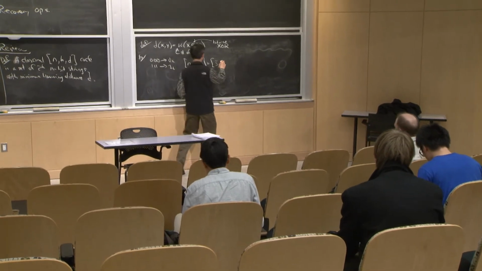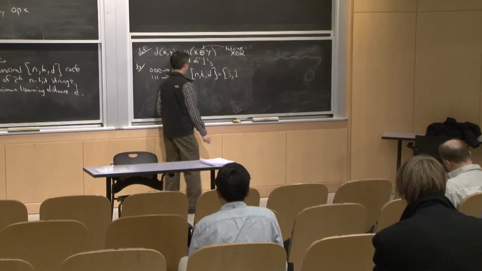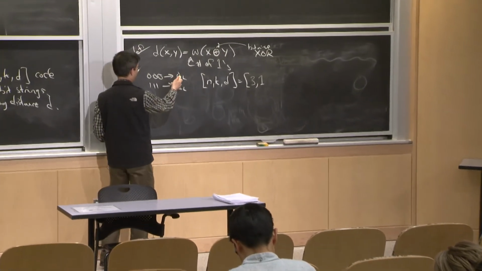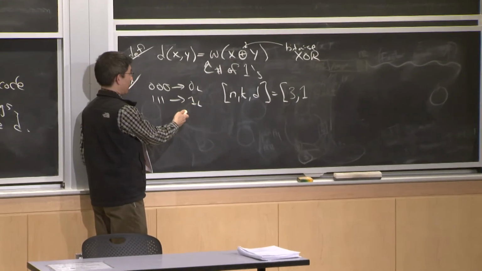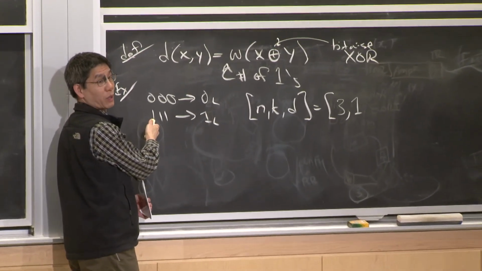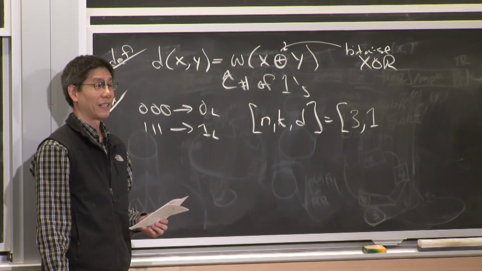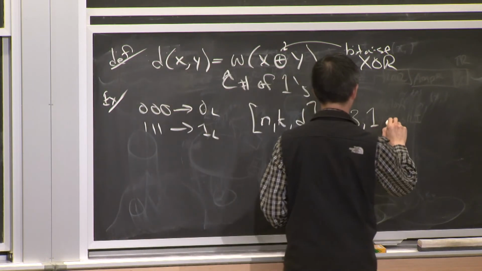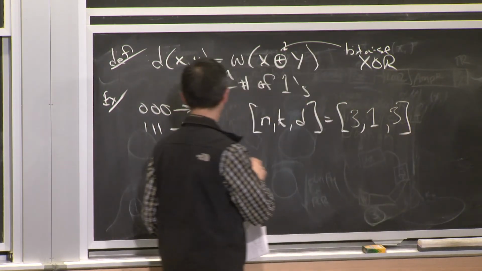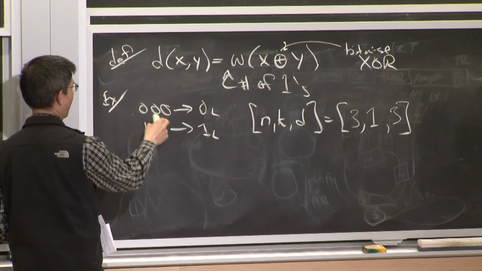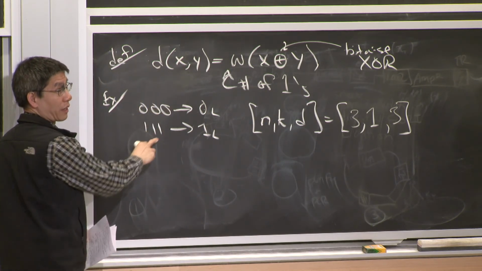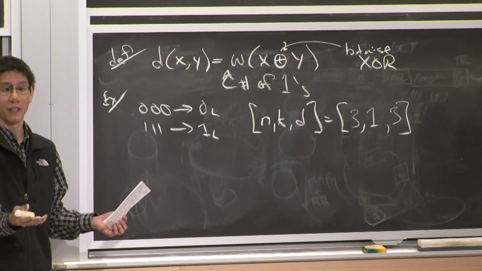I heard somebody say 2 though. So you can see that the reason it's 1 is because there's only 1 bit encoded using 3 bits. Now what is d? 3. And why is it 3? It's because you need to flip 3 bits to go from one word to the other word, and there are only 2 words here in the code space.